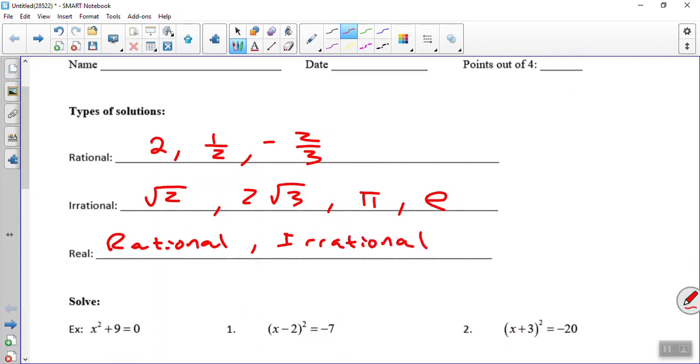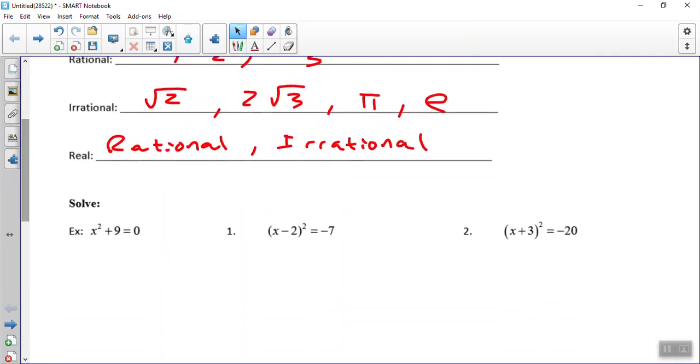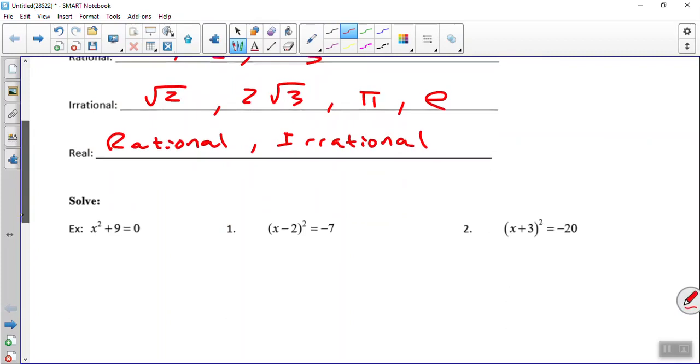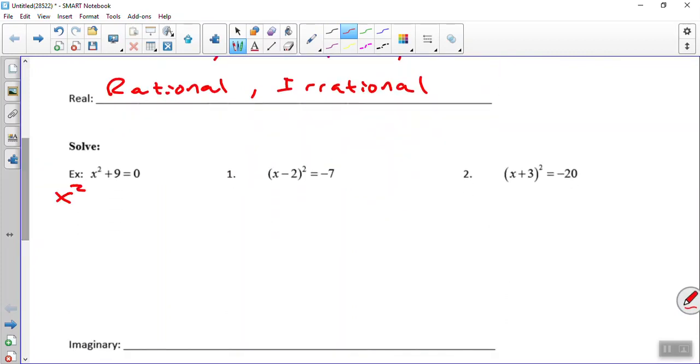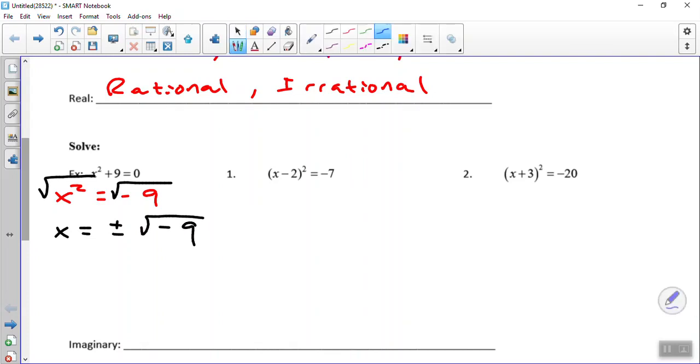So let's look at some equations here and try to solve them and see what happens. This first example, I've got x squared plus 9 equals 0. Let's solve for x. So I get x squared equals negative 9. Now, to this date, we've told you to go ahead and take the square root of both sides. You get x equals plus or minus the square root of negative 9. So to this point, you've been told, nope, that's no good. Can't do square root of a negative, that's bad.